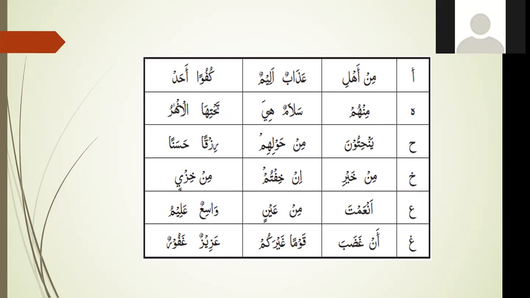Ahsanti. Now the next example is a noon sakin followed by the letter ha, which comes from the middle of our throat. ينحتون من حولهم رزقا حسنا. Who would like to recite this line? May I read it, teacher? Yes, please, go ahead.